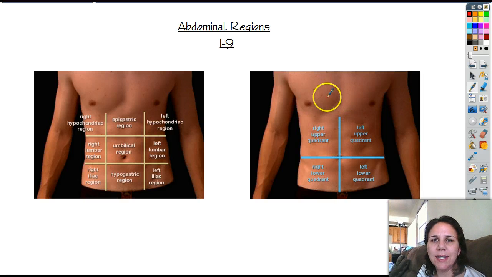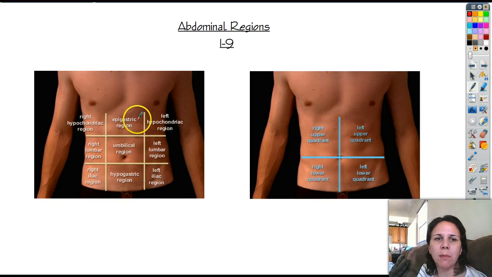So remember, this is according to the person looking at you, not your reference. Yes, I know this is your left, but it's his right, and it always is in reference to the patient. So these two are on the right, makes sense. This one is upper, this one is lower, makes sense. And it's right upper quadrant. Pretty simple, huh? Same thing on the left. Left upper, left lower, quadrant. Super duper easy. But there's a lot of stuff in this quadrant.